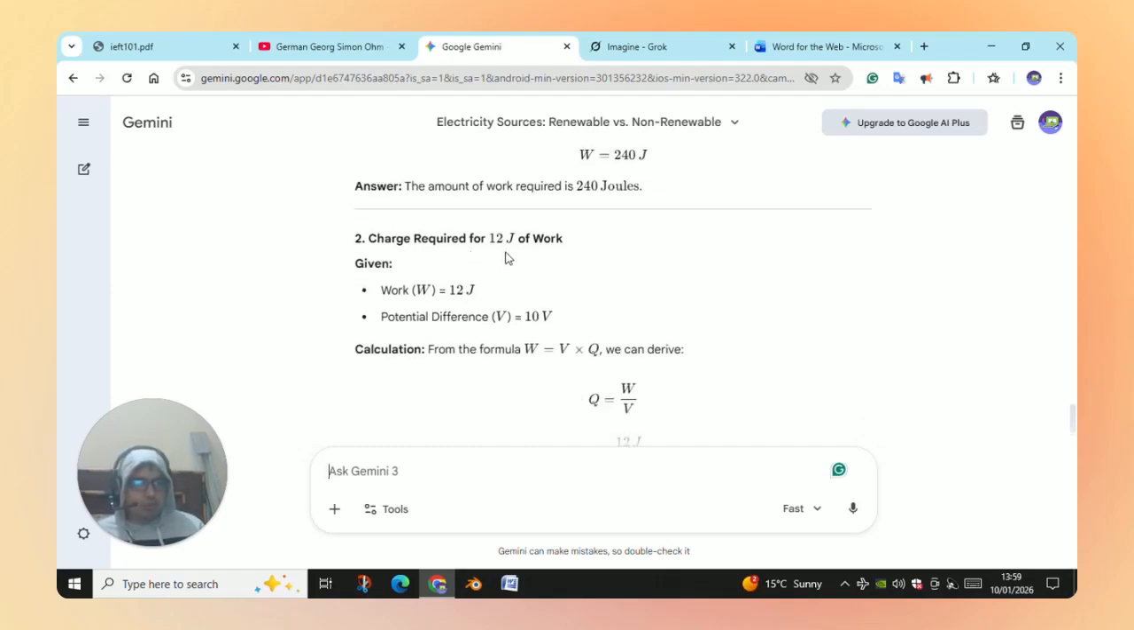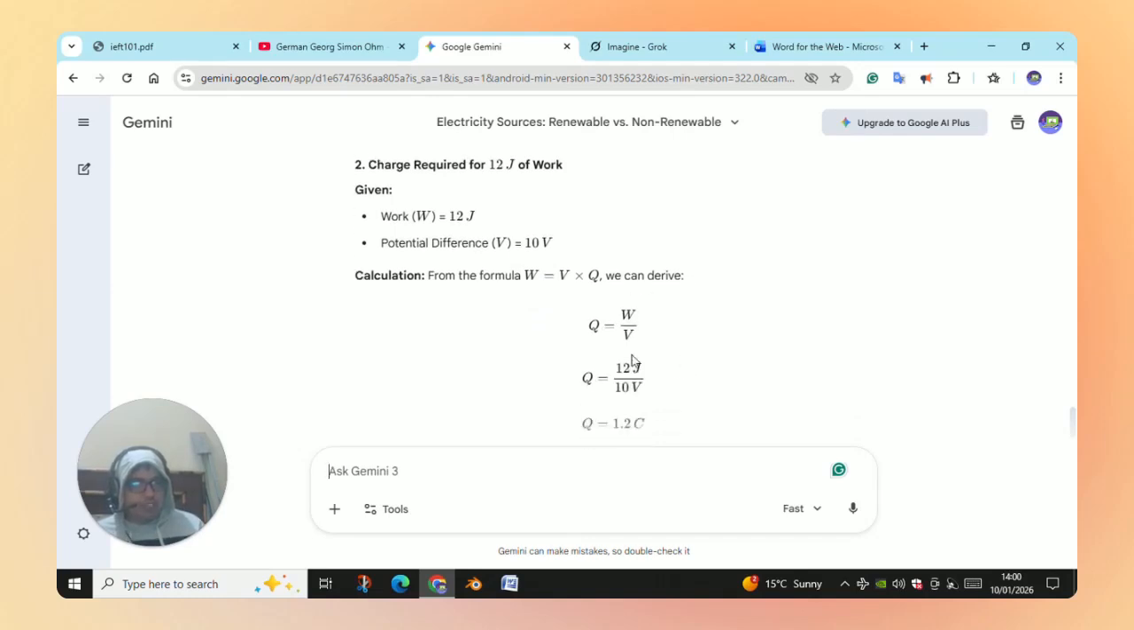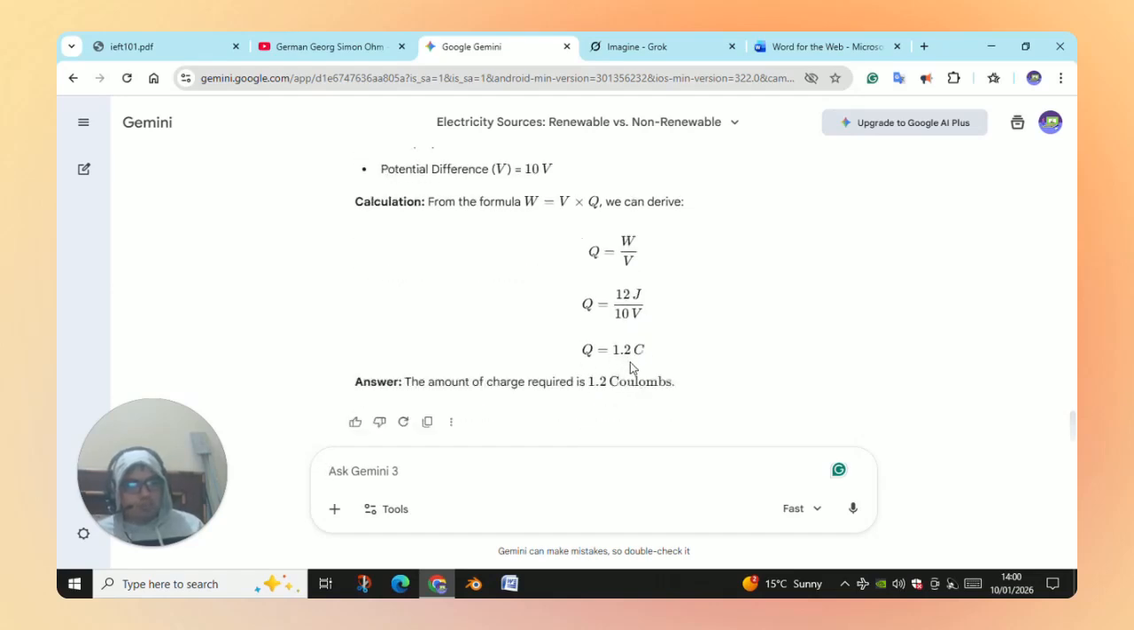Second is charge required for 12 joule of work. Work is equal to 12 joule. Potential difference V is equal to 10 volt. Calculate from the formula W is equal to V into Q. We can divide: Q is equal to W upon V. Q is equal to 12 joule upon 10 V. Q is equal to 1.2 coulomb. The amount of charge required is 1.2 coulomb.